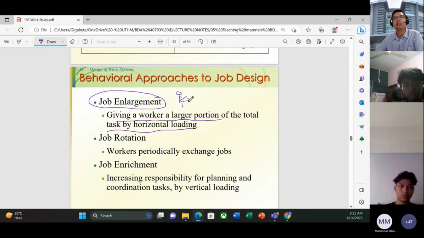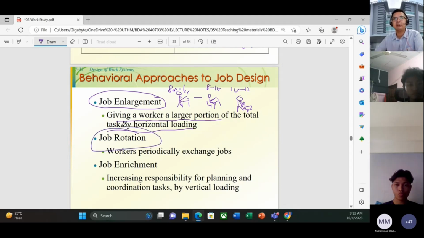So we want to enlarge the job from 8 a.m. until 6 p.m., for example. So we want to focus: 8 to 10 a.m., you work at the computer workstation doing data entry. 10 to 12, you handle the trolley, transfer and other things. So we give a worker a large portion of the total task.